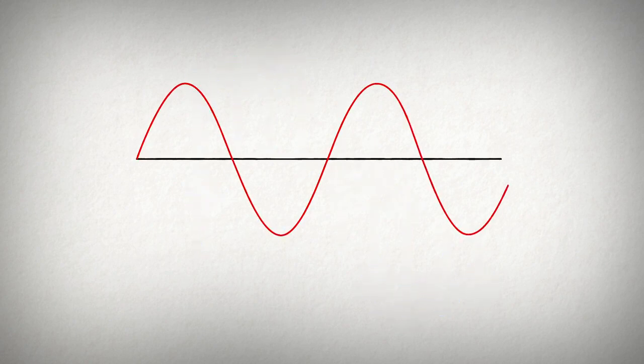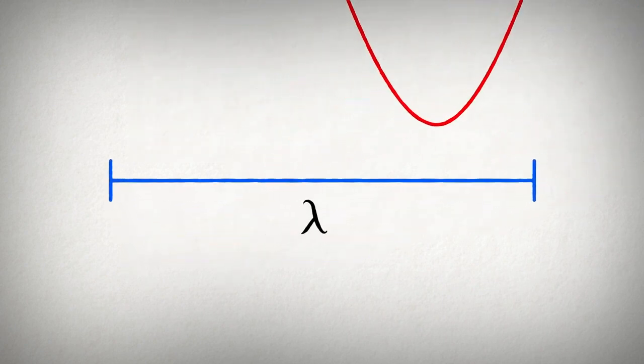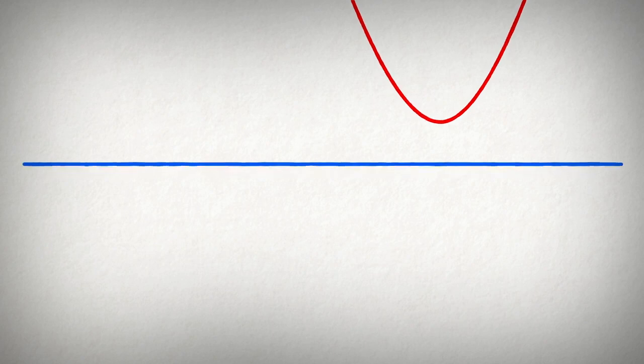X-rays are high-energy light with a repeating period called a wavelength, or lambda. Since the wavelength of X-ray light is similar to the distance between atoms in a crystal, X-ray diffraction can be used to determine the distance between atoms in the crystal. To understand X-ray diffraction, we first have to look into wave properties, called interference.